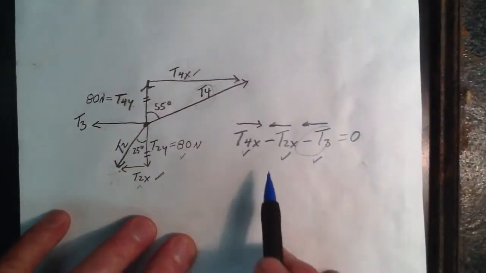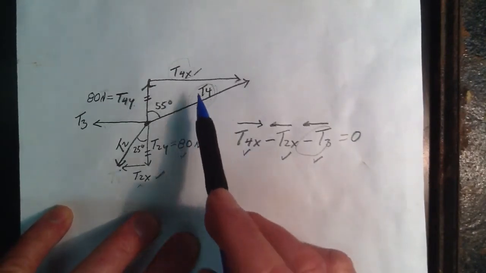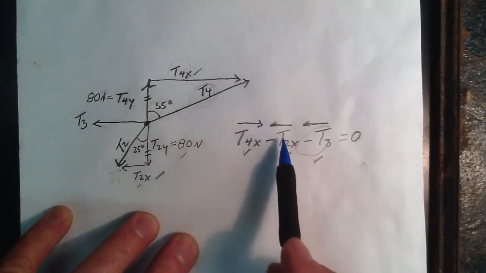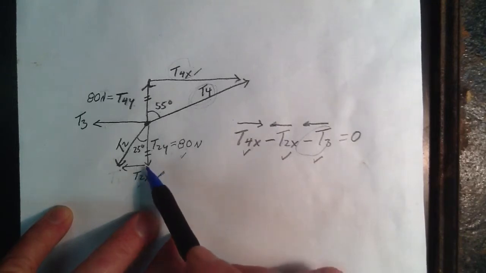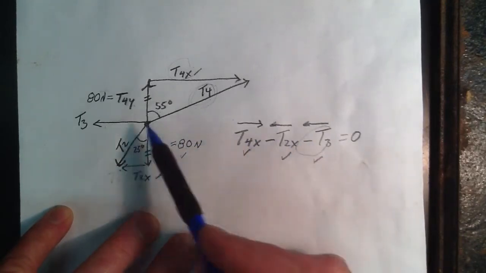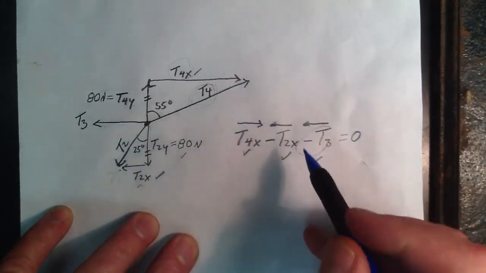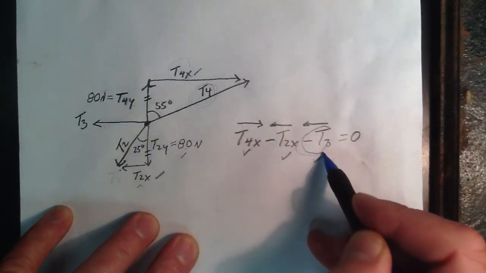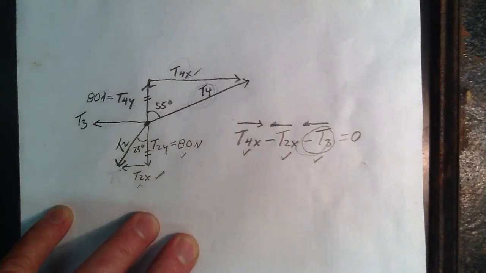So if I get all the X components, I can set it up. I've got this vector minus this vector, which is this guy right here. It's the horizontal component of T2, minus T3 is equal to 0. And I am going to then solve for T3, and that gives me the tensions in all the cables. And I'm done with this problem.